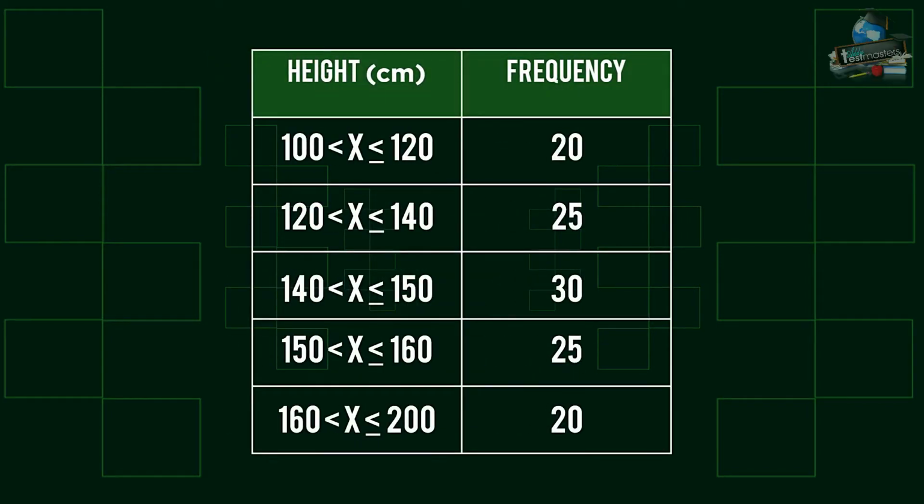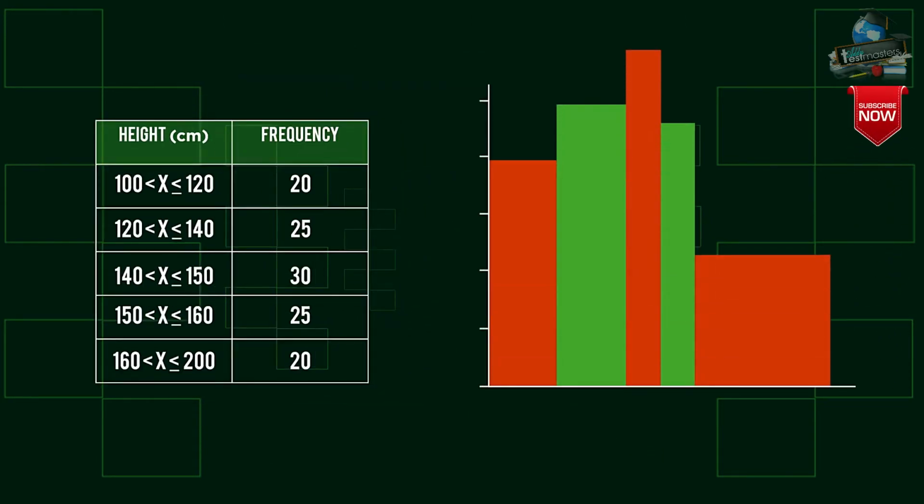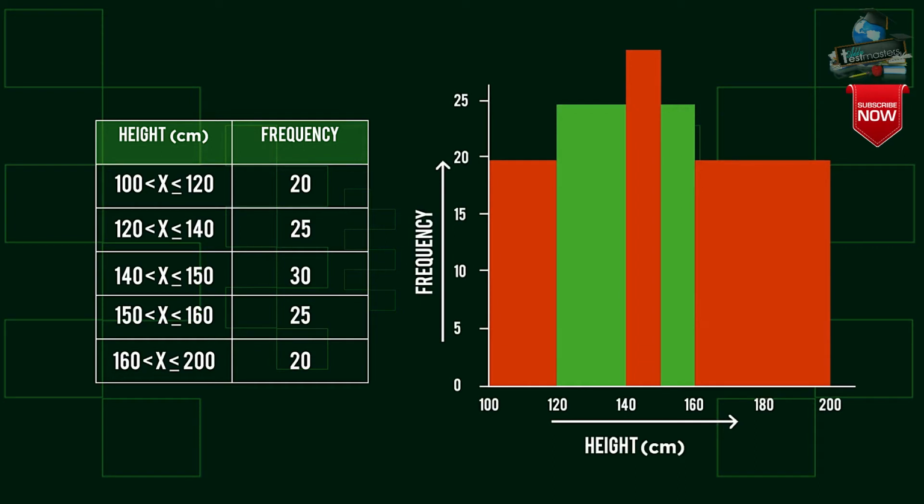Consider this frequency table of data. You might be tempted to plot the information in a bar chart. However, if you did, it would end up looking like this. At first glance, this might look perfectly fine, but there are actually a couple of issues with it.